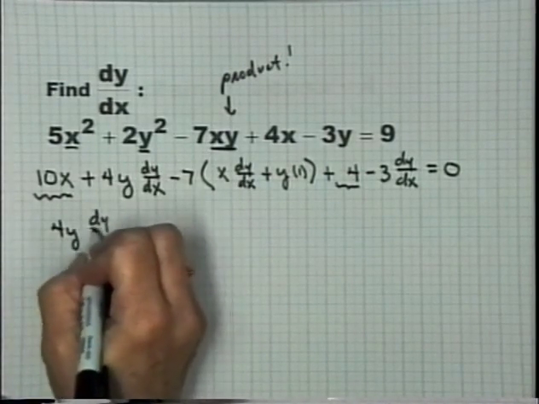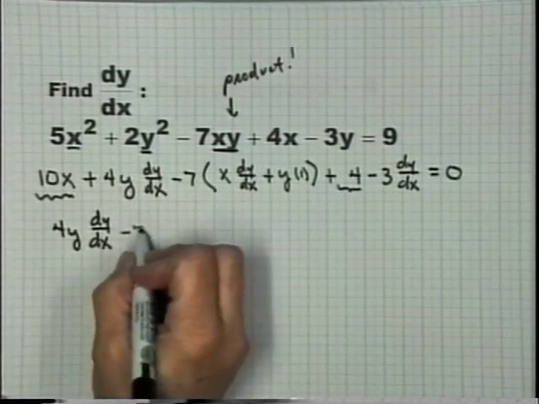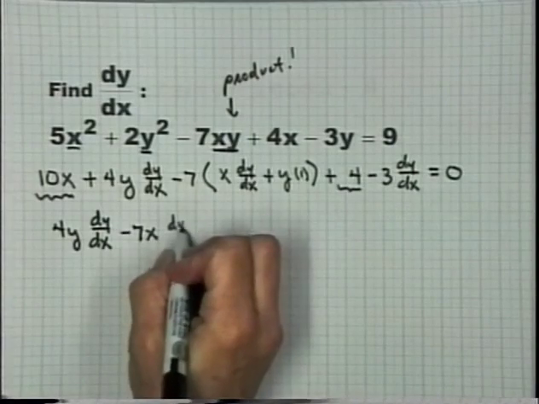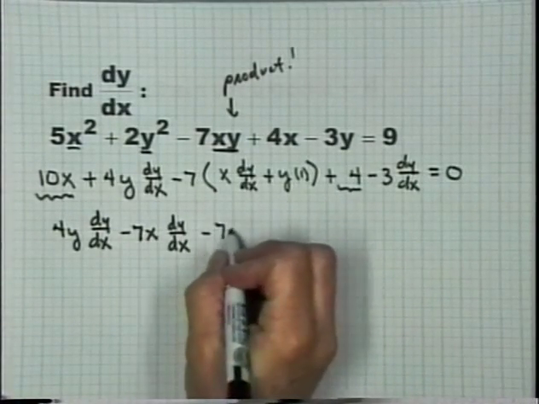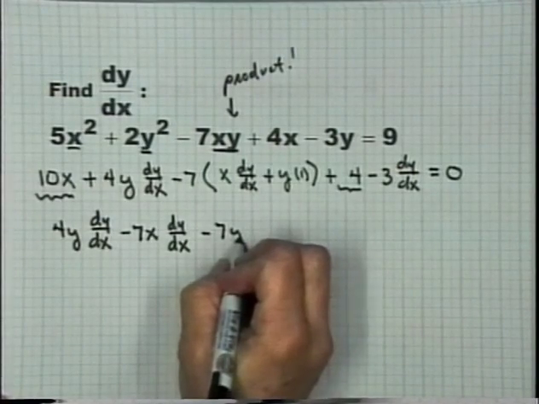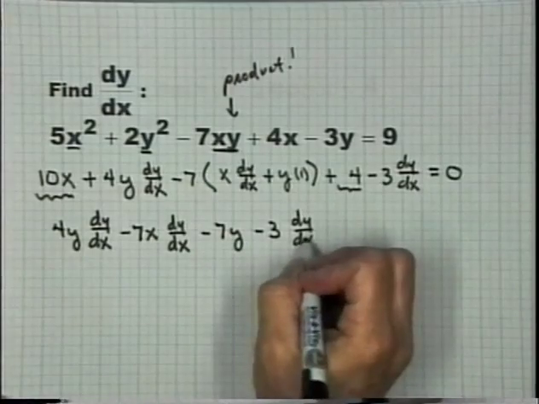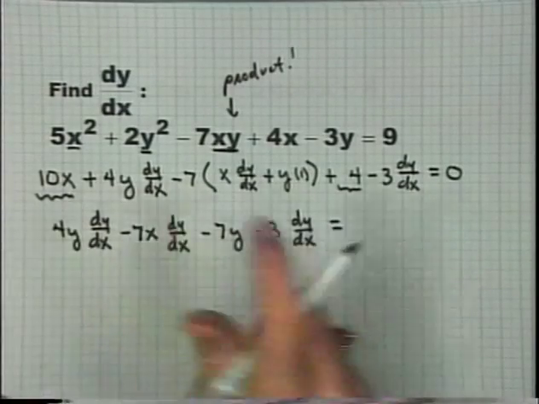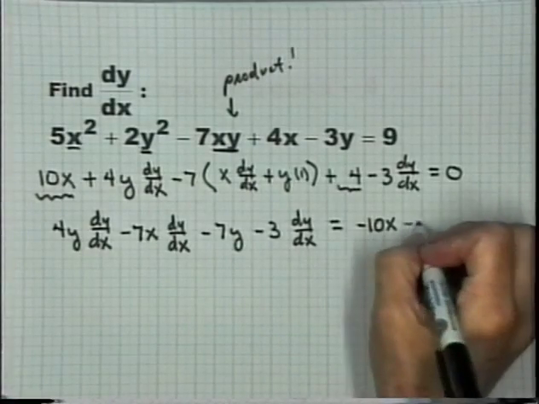4y dy/dx. I'm bringing that one down. I'm going to distribute my 7. −7x dy/dx. And then notice you have a −7y. And then I'm going to bring down the −3 dy/dx equals, I'm going to go ahead and move this, so subtract 10x, and I'm going to move this one, subtract 4.